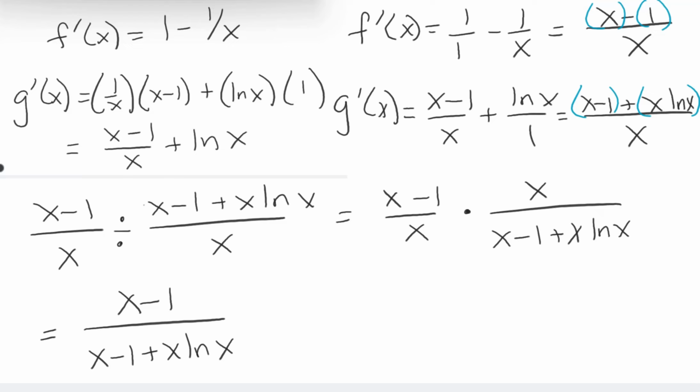And no, you cannot cross off the x minus 1s. Because I knew somebody was going to say, can we? No. Remember, you can only cancel things out with multiplication. The bottom is not multiplication. If it was x minus 1 times x ln of x, you could have. But since there's a plus between it, you cannot.